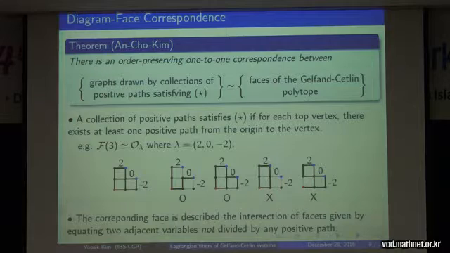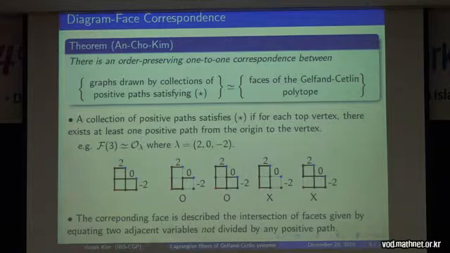And so let's briefly explain how to find the corresponding face if we are given a graph satisfying this condition. Simply, the corresponding face is defined by the intersection of the facets given by equating two adjacent variables not divided by any positive paths. Okay, so we'll see the example in the next slide.